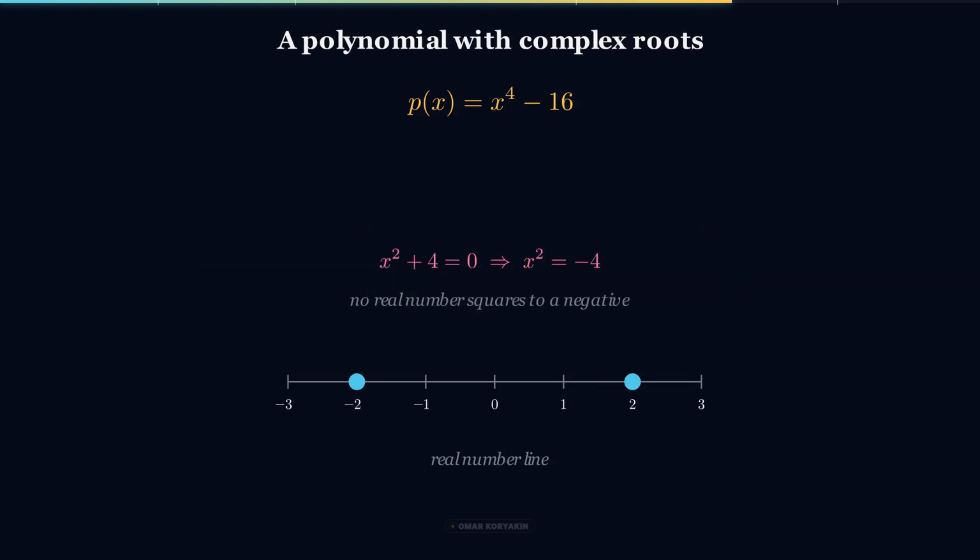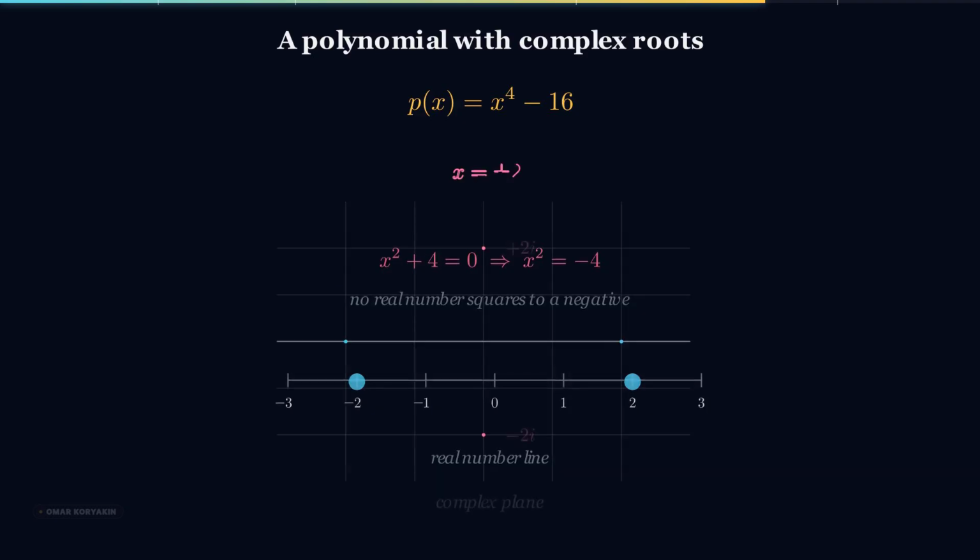Set x squared plus 4 equal to 0, which means x squared equals negative 4. There is no real number whose square is negative, so the search for real roots ends here. We need to step off the real number line and into the complex plane to find the last two roots.